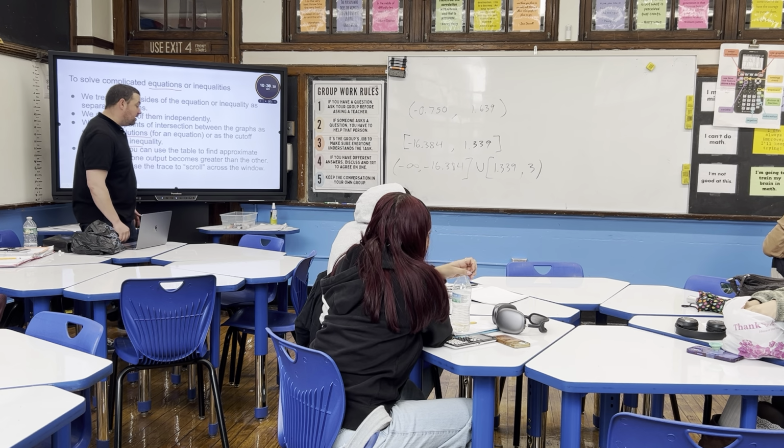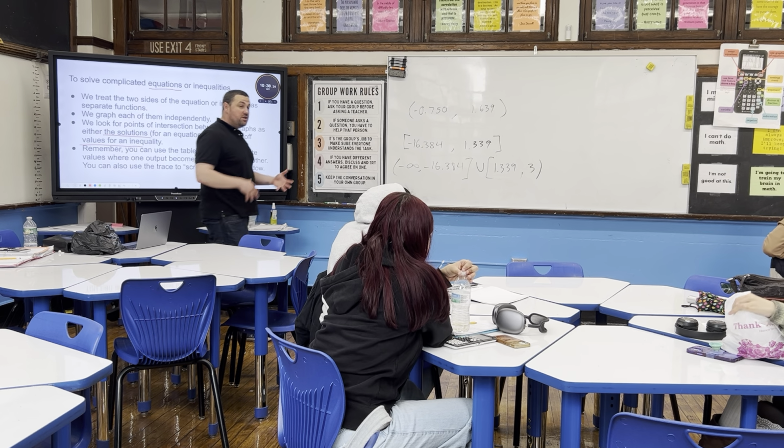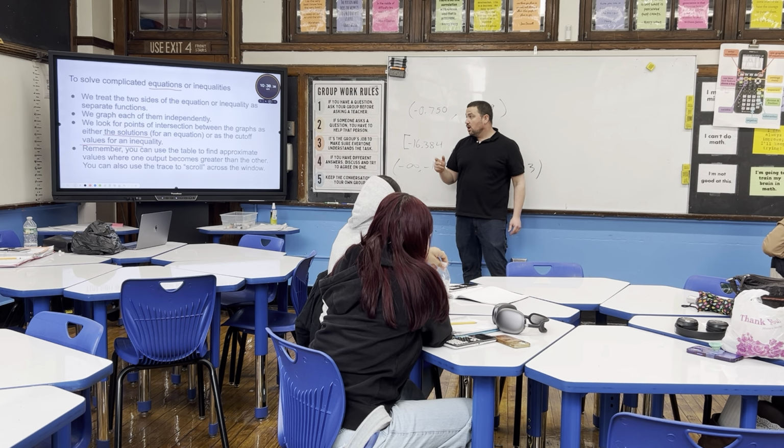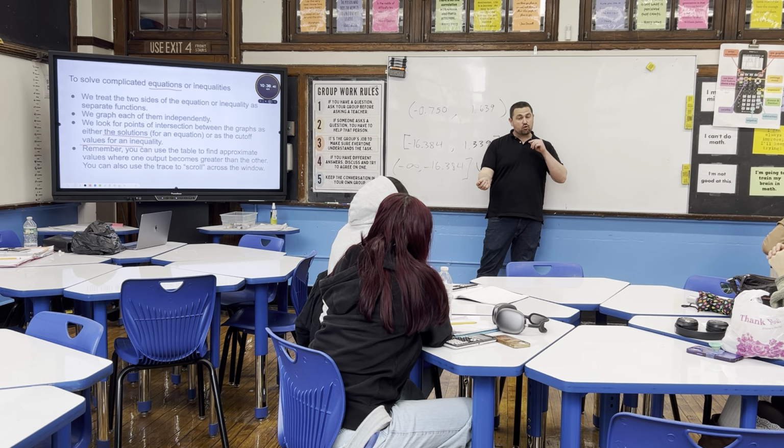And then finally, as a reminder, you can use the table to find when the intersections might occur if you don't see them. You can zoom out, you can trace and scroll, lots of different options for how to find those points of intersection. You feel okay about this?